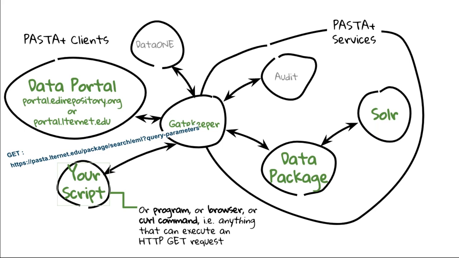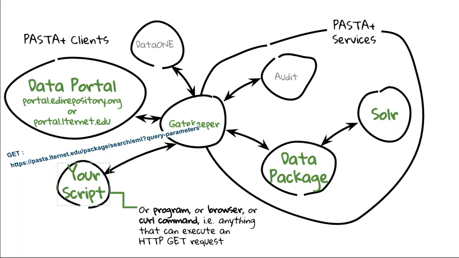we see that the data portal, and for Pasta, there are two sister data portals, the portal for the EDI repository, the EDI data portal at portal.edirepository.org, and another view of that same repository, the LTER data portal at portal.lternet.edu. The data portal interfaces through Pasta's gatekeeper. That request is sent to the data package manager, then to Solr, and then the response is generated and sent in through the reverse route.